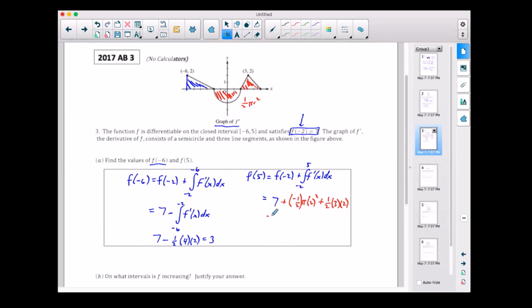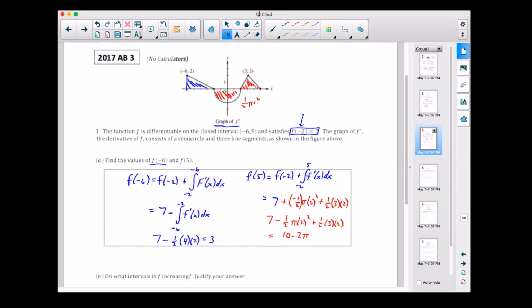If I had a chance to write this over again, I probably would have made that just a -1/2, right? Just -1/2 pi times r squared, and then add a positive 1/2 times 3 times 2. This is fully simplified for the AP exam. You don't have to do anything with that. But again, if you want to simplify it more, you can. And if you simplify this, you're going to end up getting, what is that? That's going to be 10, I believe, minus 2 pi.